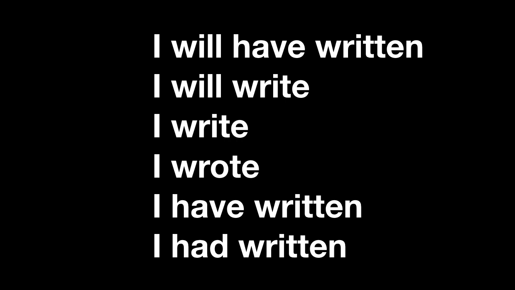Here we go. All right, so let's start off looking at this in English. I will write, I write, I wrote, I have written. Those are some easy verb forms in English. We can add a couple more. I will have written at the top of the screen, and at the bottom, I had written. Okay, so there's a range of 6 common indicative forms.